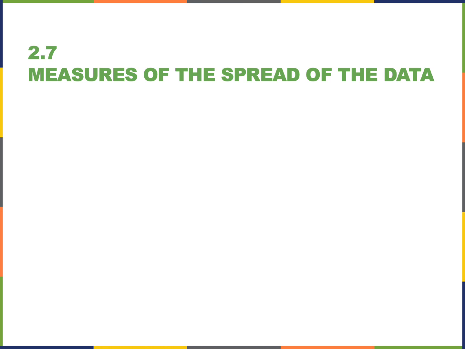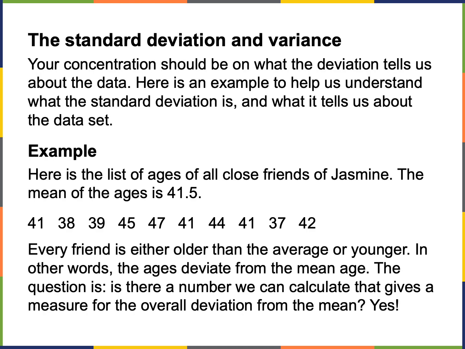Okay, welcome to section 2.7, which is regarding measures of the spread of the data. 2.7 is the last section of the chapter that we will cover. So go ahead and, on the syllabus, you can cross out that 2.8. Okie dokie, let's get going.